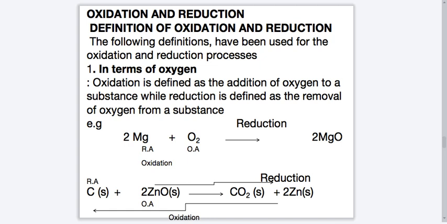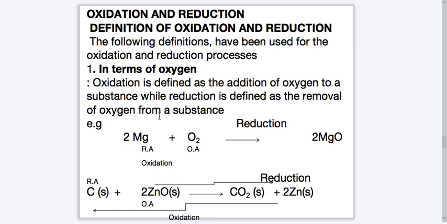When oxygen is added to a substance, it undergoes oxidation, while reduction is defined as removal of oxygen. When you remove oxygen from a substance, that substance is reduced. Again, when you add oxygen to a substance, that substance oxidizes. When you remove oxygen from a substance, that substance reduces. An example here is Mg, that's magnesium, plus O2. O2 is oxygen gas, to give us 2MgO.